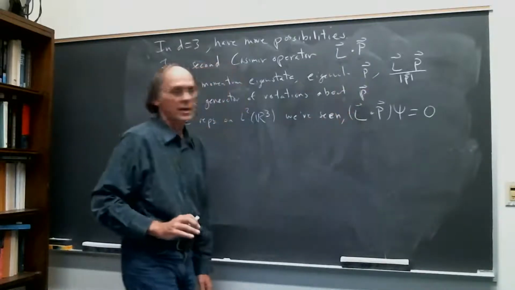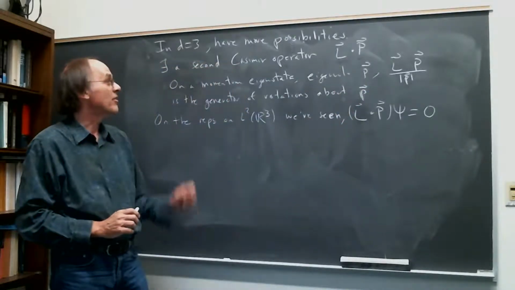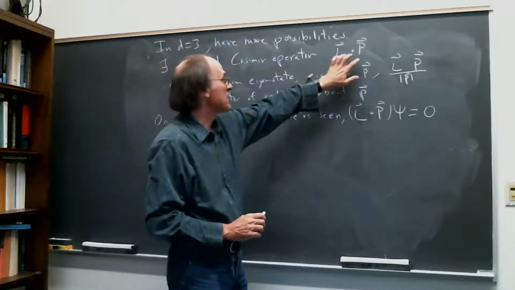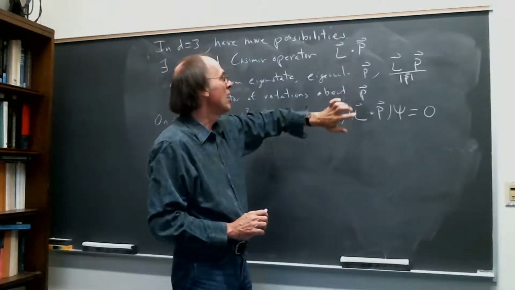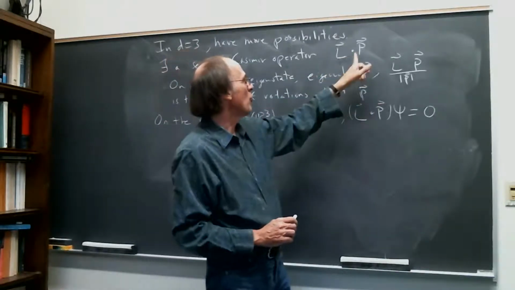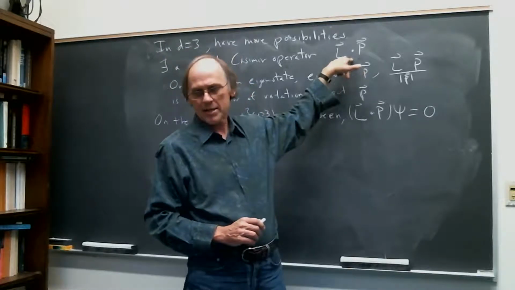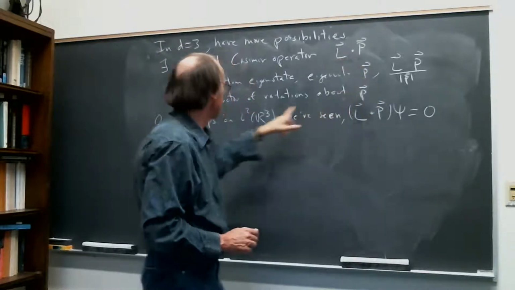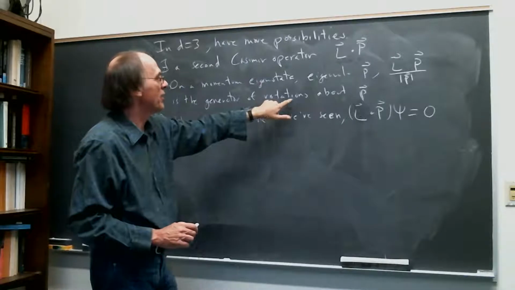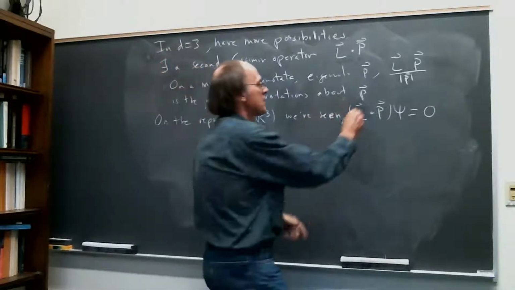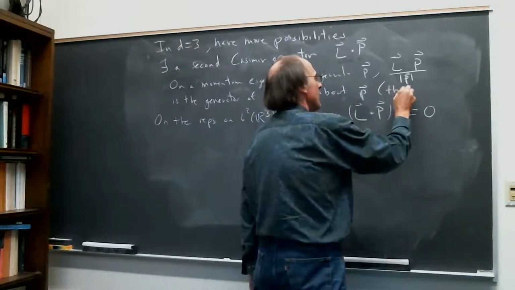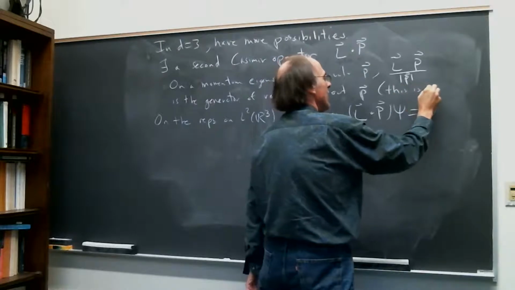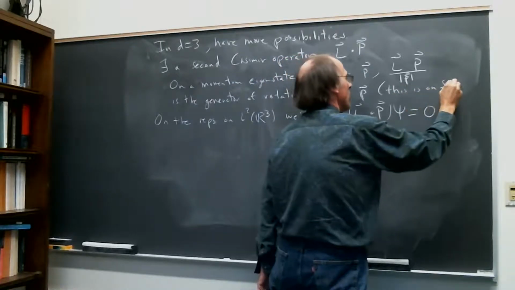So what's going on here really is that you've got this other possibly interesting Casimir operator, and it also has an interesting interpretation: it is the generator of rotations about p, and this is an SO2 group.